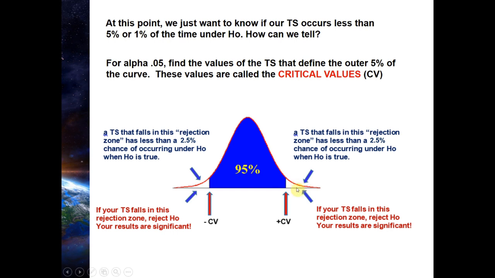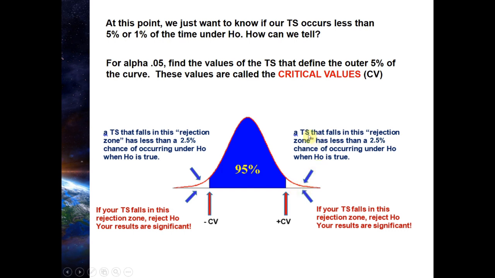And the reason why you can't say that is because you did not know that you were going to be here in this particular tail. Maybe you were going to fall here. So what you need to do is report the total area. All right, so it's 2.5% here, 2.5% here. So the probability is less than 5%. And it's less than 5% because you're already a certain distance into the curve.